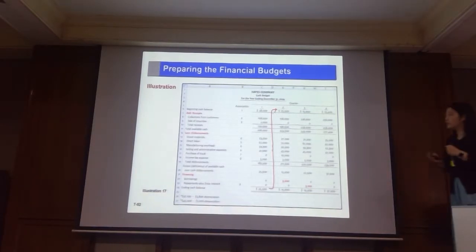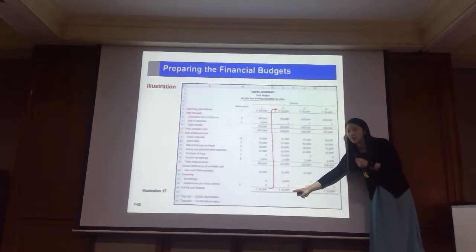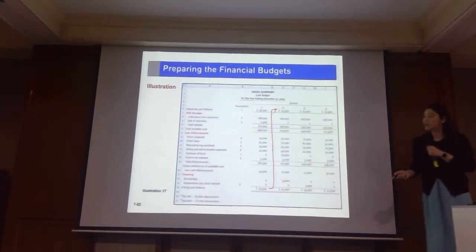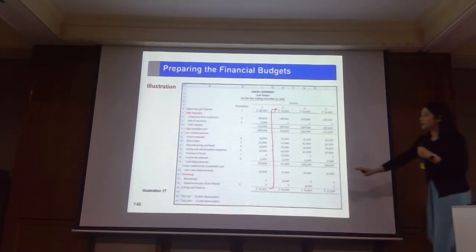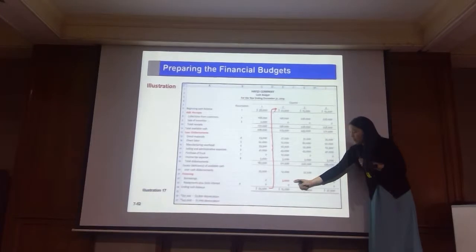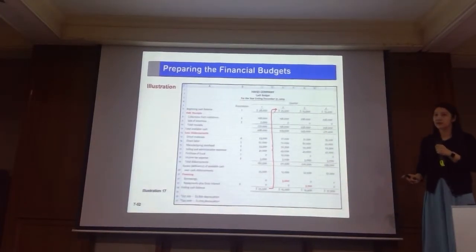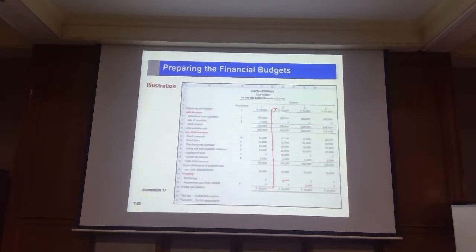The company has a policy to have a minimum cash balance equal to 15,000. As a result, you need to borrow 3,000 to make the minimum cash balance equal to 15,000. As you can see, for the second quarter, under your financing section, you need to borrow 3,000. And then you have the minimum cash balance as your policy.